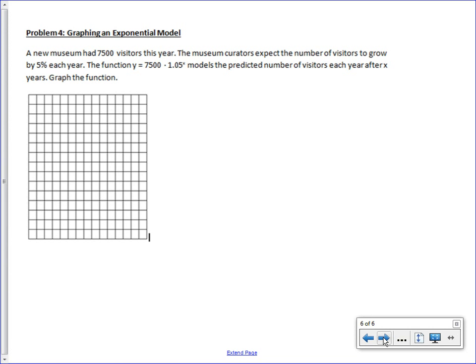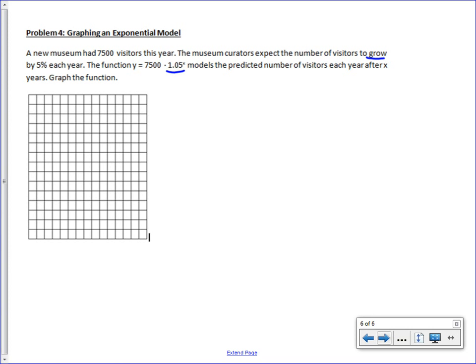All right, and once again, we're going to learn more about this in the next lesson. This is an exponential growth model, and we kind of have a clue to that in the wording. They're expecting the number of visitors to grow by 5%.